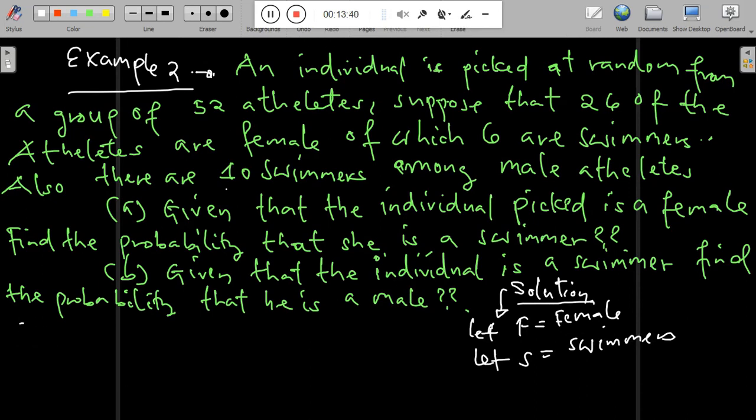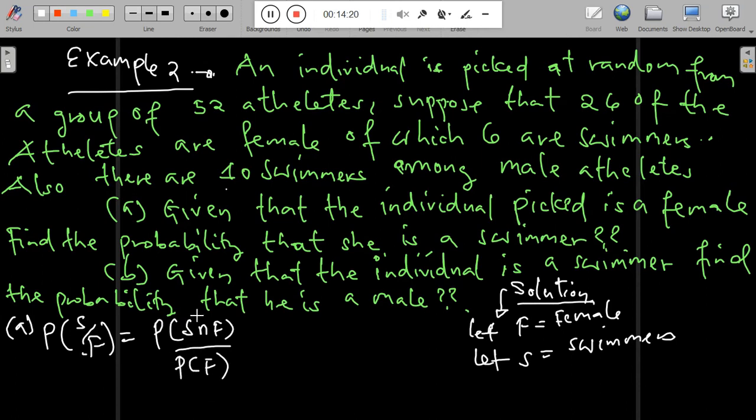So F represents female and S represents swimmers, as you can observe. Now let's find the probability. Let's formulate what we are required to solve. We are required to solve the probability that she's a swimmer when the individual picked is a female. So the probability of swimmer given female is given by the probability of swimmer intersection female divided by the probability of female.